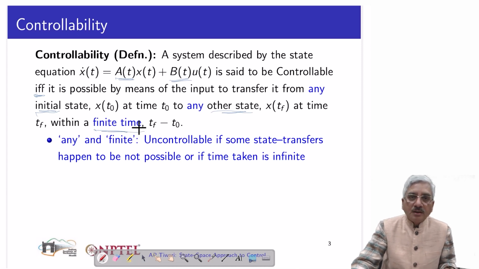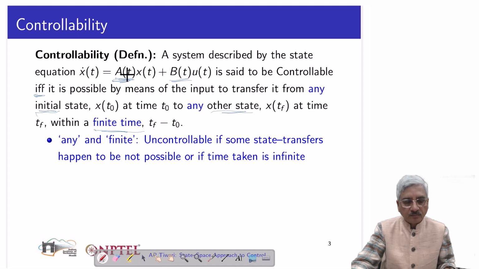Now, first of all, this definition involves the matrices A(t) and B(t). That means we are discussing the linear general case, the time varying case. The controllability applies to linear systems, time varying in general, time invariant also, as we will see. So it is specific to linear systems, and it doesn't apply to nonlinear systems. We should keep it in mind.